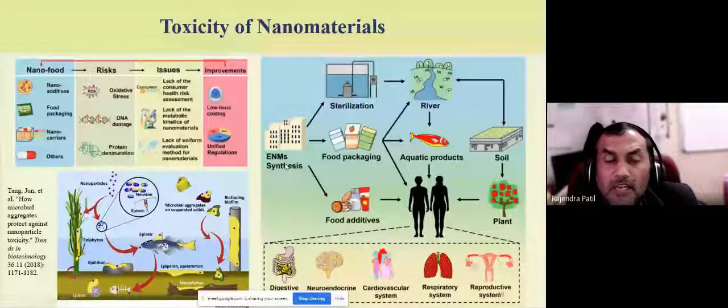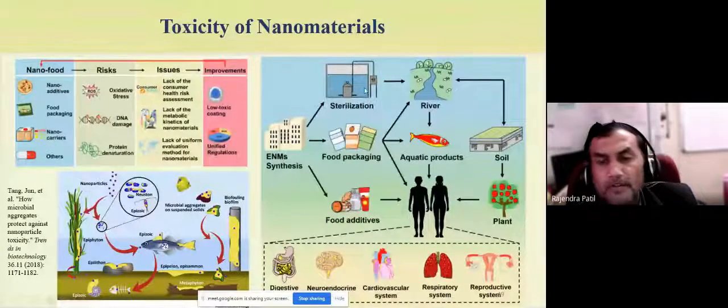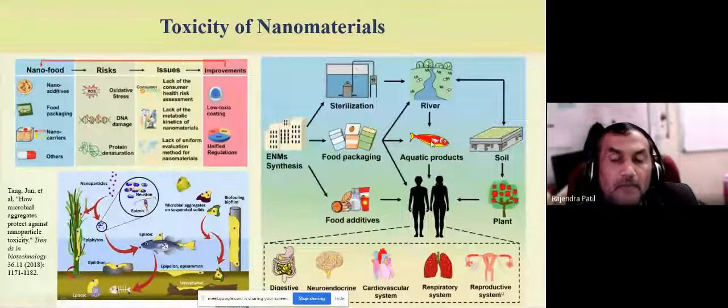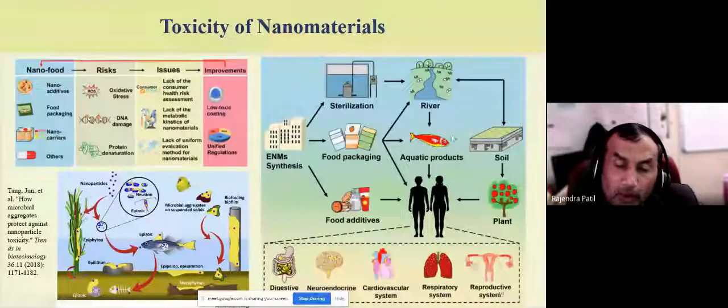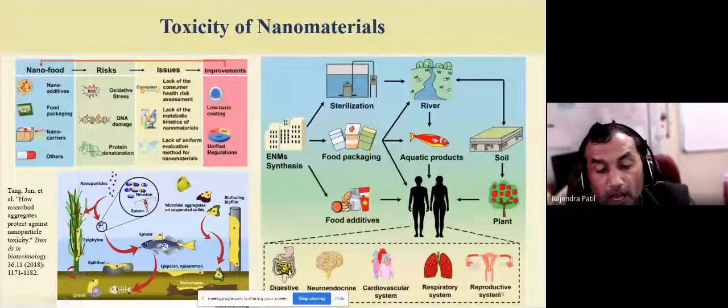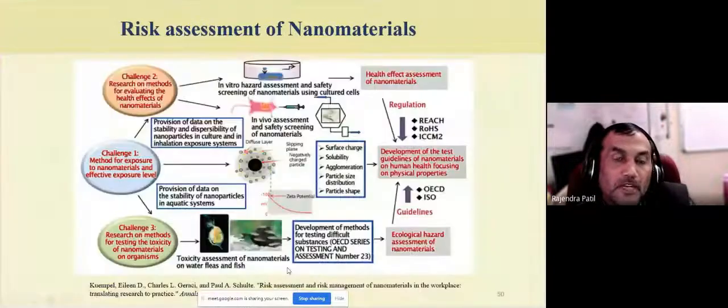In fact, the engineered nanomaterial used for various purposes, food packaging, food additive, or medical purposes, finds its path to the river water, through river water to the agriculture soil, and through agriculture soil to the crop, or through the aquatic product, and they may finally enter into the human body, and may be responsible for creating various disorders such as dysfunction of the reproductive system, respiratory, cardiac, neurological, and digestive system disorders.